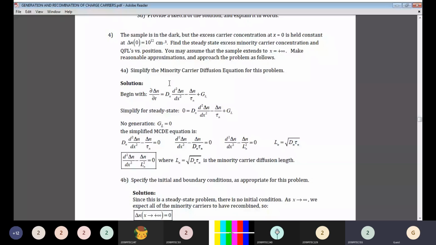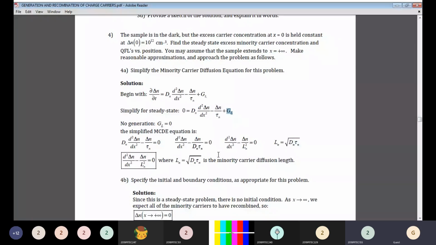So here, foremost we have to simplify the minority carrier diffusion equation. We know that ∂Δn/∂t equals D_N ∂²Δn/∂x² minus Δn/tau_n plus G_L. Now ∂Δn/∂t is 0. So now 0 is equal to D_N ∂²Δn/∂x² minus Δn/tau_n plus G_L. There is no generation of carriers, so G_L equals 0. The simplified minority carrier diffusion equation is D_N ∂²Δn/∂x² minus Δn/tau_n equal to 0, because G_L is 0.